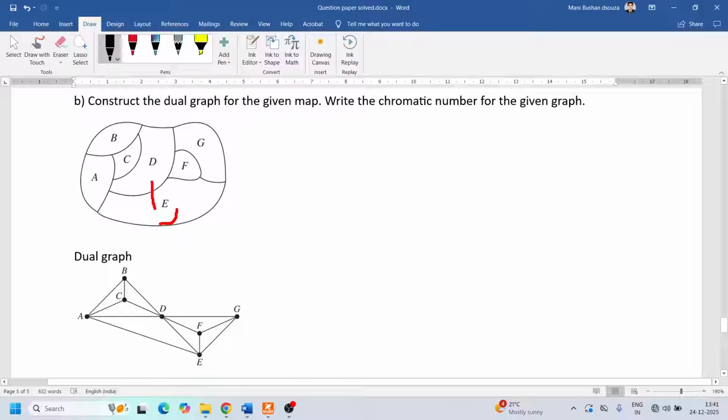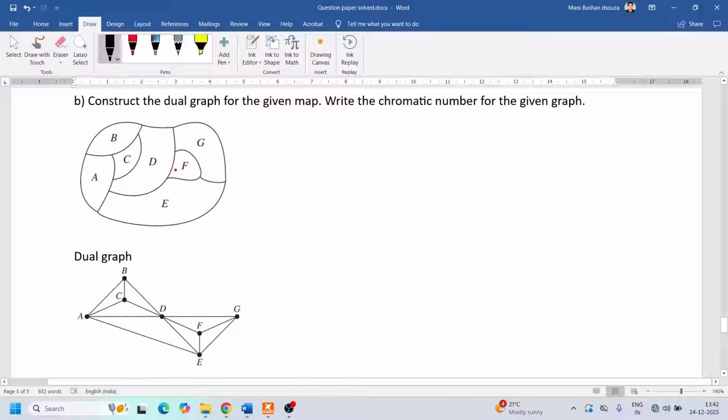E, you notice that E is adjacent to D, E is adjacent to A, E is adjacent to G, E is adjacent to F. So E is adjacent to A, you draw. E is adjacent to D, you draw. E is adjacent to F, you draw an edge. E is adjacent to G, you draw one more edge. So wherever they are in the neighborhood, that is, they are connected by a plane, that means you just draw an edge there.